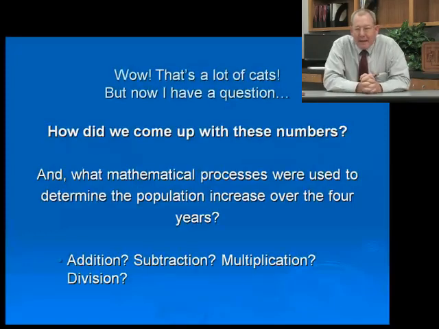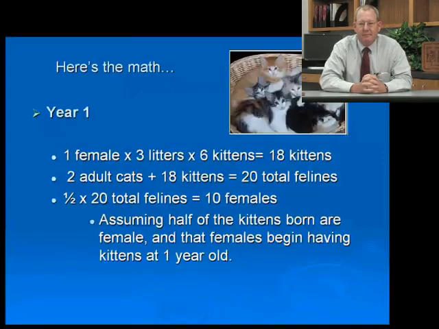Wow, man, that's a lot of cats. So how did we come up with those numbers? Can you do the math that's associated with this population increase over a 4-year period of time? Here's the math.